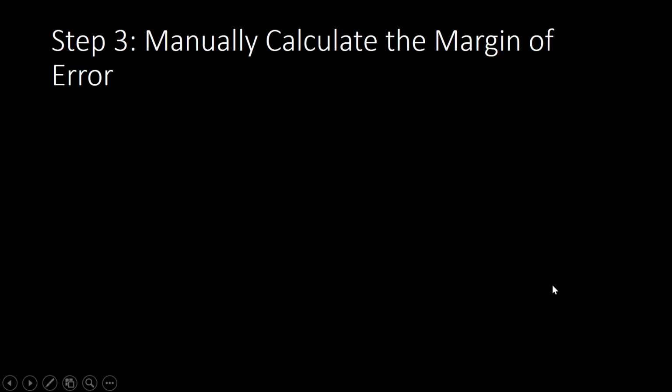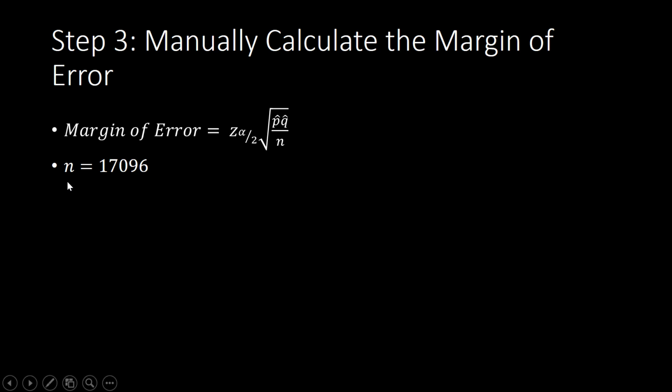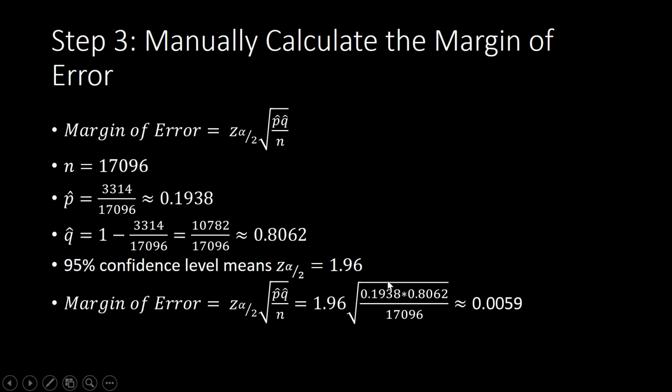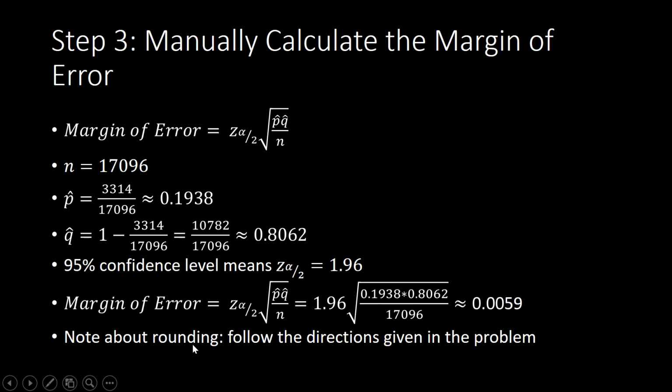So now we can manually calculate the margin of error. So again, our sample size is 17,096. Our sample proportion is 0.1938. We have our q hat, which is 1 minus p hat, of 0.8062, and our z of alpha over 2 is 1.96. Plugging all of these values into our equation for the margin of error, we find that our margin of error is about 0.0059. Make sure when you're rounding, you follow the directions that are given in the problem. In this case, we were asked to round to 4 decimal places, so that's what we have done.